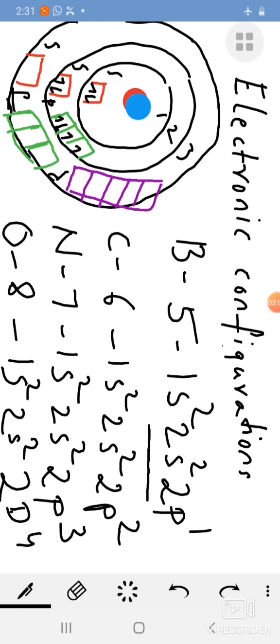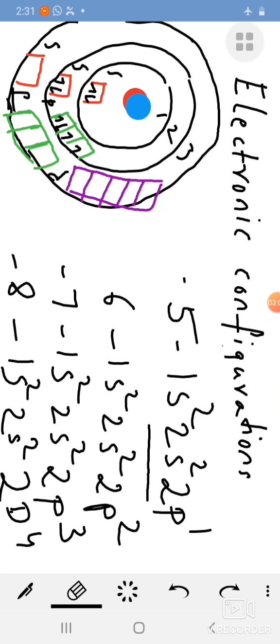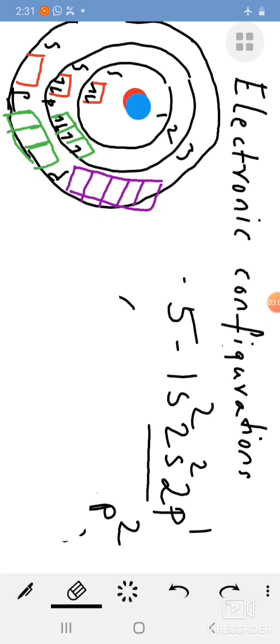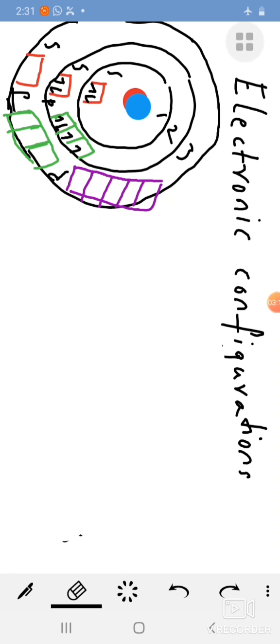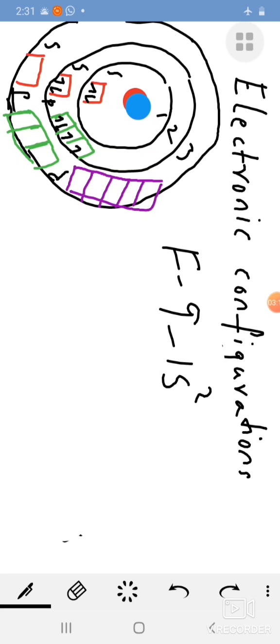After oxygen, the next element is fluorine. Its atomic number is 9 and its electronic configuration is 1s2 2s2 2p5. Here, after 2p4, I am writing the electrons, and the fifth electron is here.